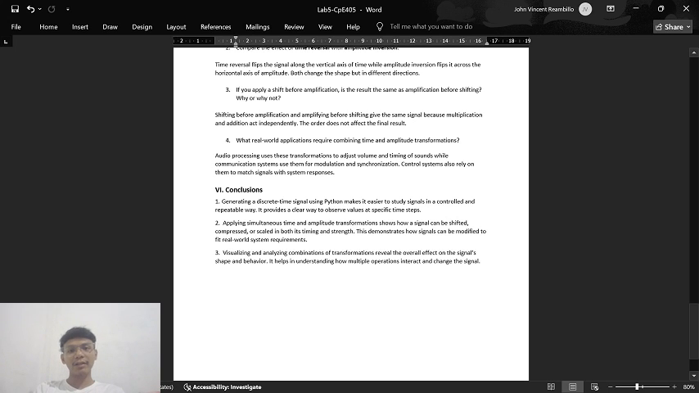This concept is very useful in real-world applications, such as adjusting sound levels in audio systems, synchronizing signals in communication devices, and fine-tuning control systems. Overall, this experiment deepens my understanding of how to control and analyze digital signals through combined transformations in both time and amplitude domains.